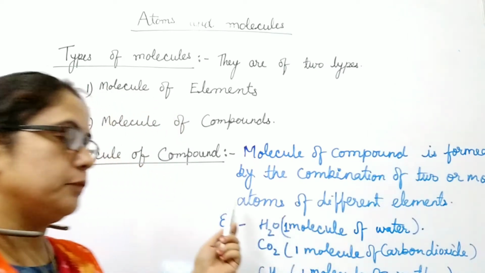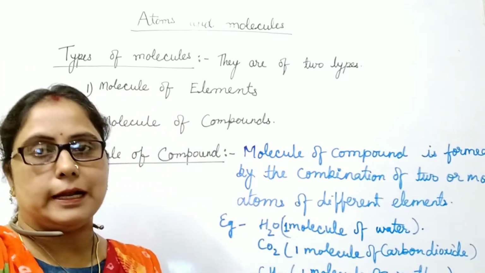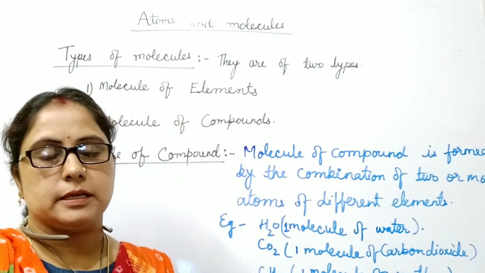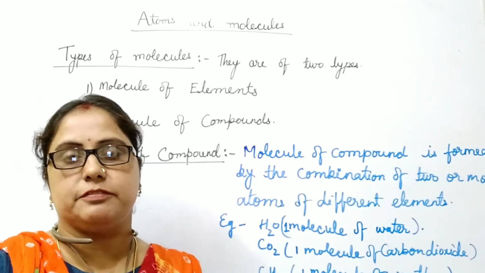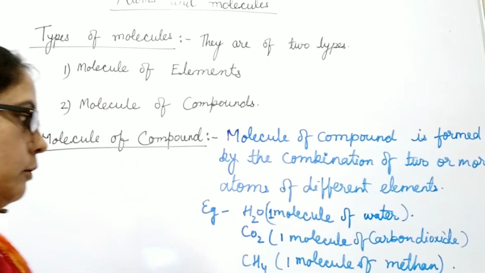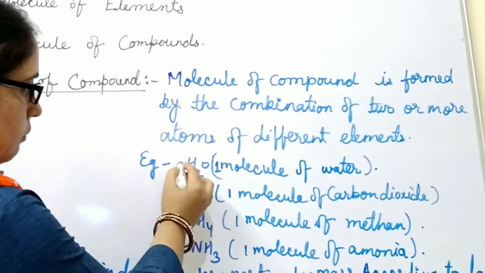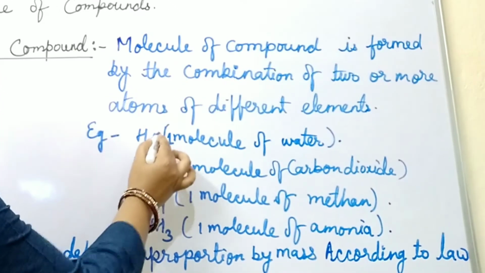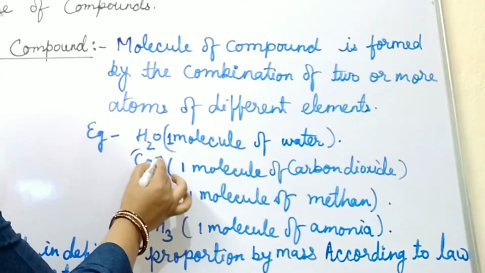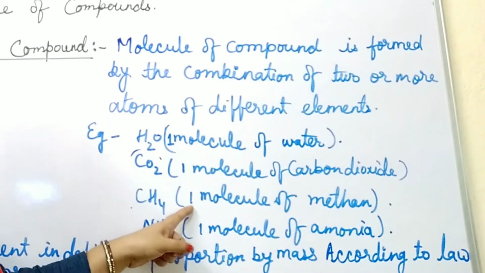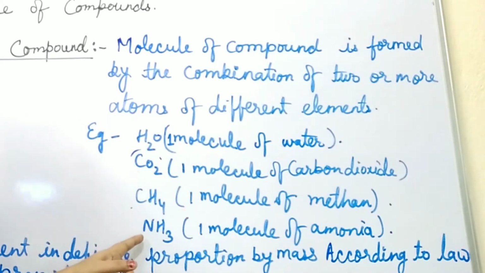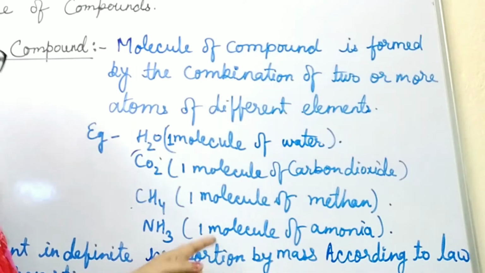A molecule of a compound is formed when two or more atoms of different elements combine together by attractive forces. For example, this is one molecule of water. One molecule of carbon dioxide. CH4 represents one molecule of methane. NH3, one molecule of ammonia.